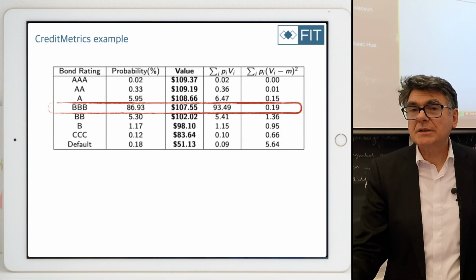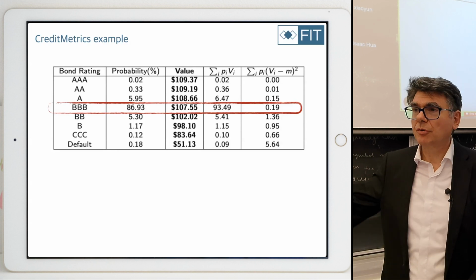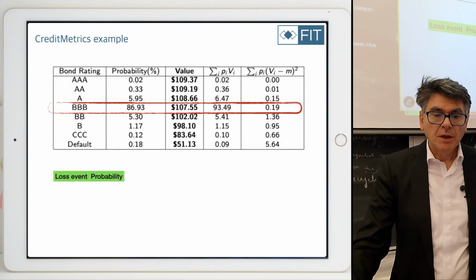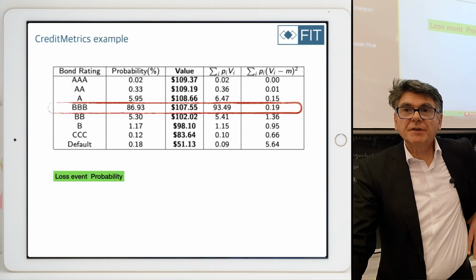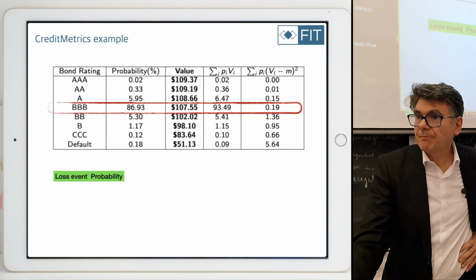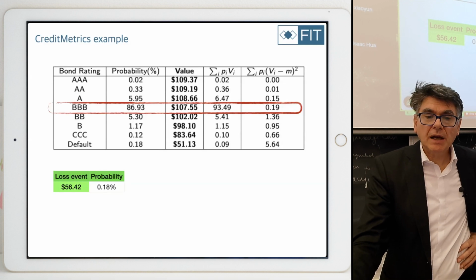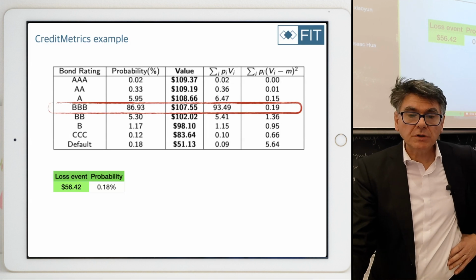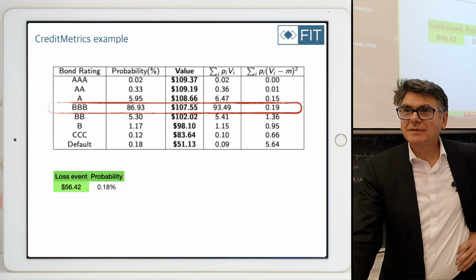I want to be a bit realistic now, and I want to do the credit VAR, credit value at risk. Okay? You would know how to do the statistics. We're past that. So to calculate the credit value at risk, I'm going to do a table, which is the loss event and the probability of that loss event. The first one is I can lose $56.42. That corresponds to my default. Note that when the bond defaults, the value is 51.13. That's the recovery rate, right? It's built into that.